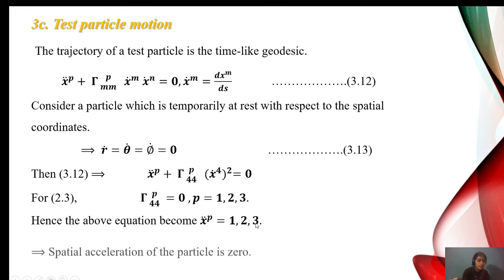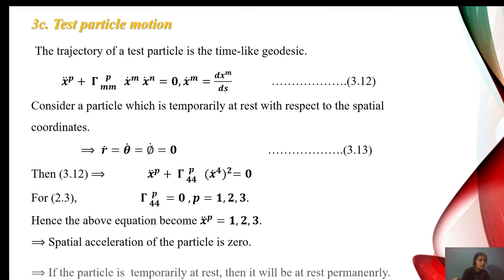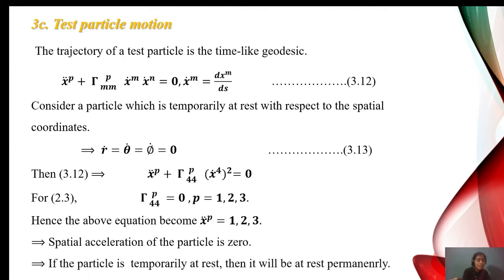Then the spatial acceleration of the particle is 0, if the particle is temporarily at rest. Suppose a particle is temporarily, not permanently, at rest; then it will be at rest permanently. This is the test particle result, which means the spatial acceleration of the particle is 0. If the particle is temporarily at rest, then it is considered permanently at rest. This is the test particle motion.